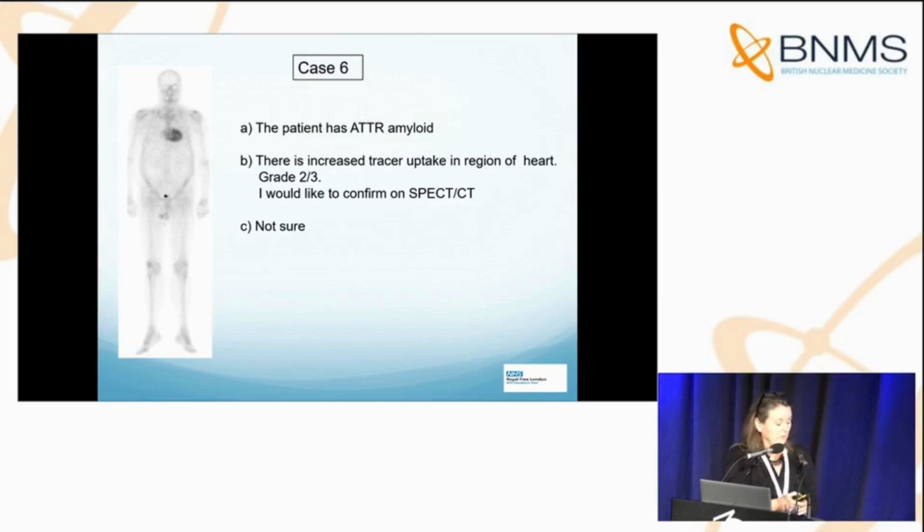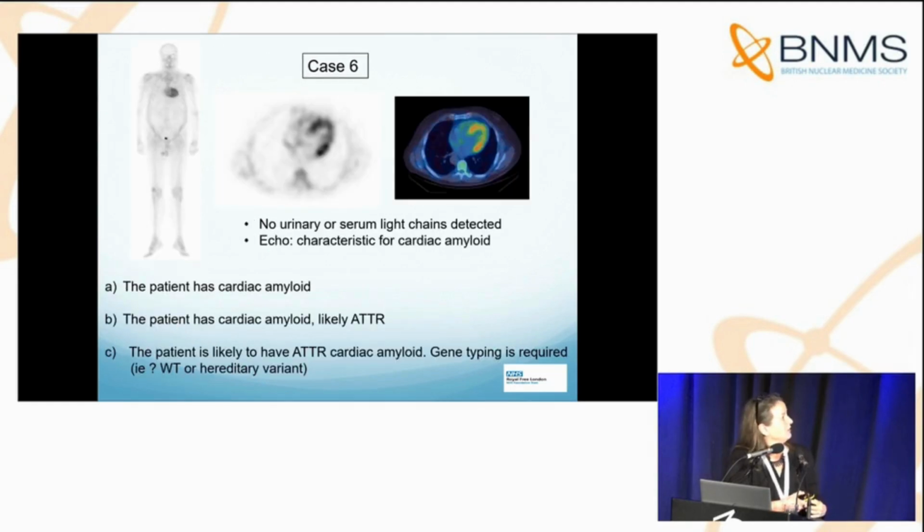Okay, so looking at the DPD scan, the patient has ATTR cardiac amyloid. Can I convince someone? No? Okay. There's grade 2 increased uptake in the region of the heart. I would like to confirm on SPECT-CT. Possibly don't need it, but, you know, with this type, or not sure. Okay, so here is the SPECT-CT.